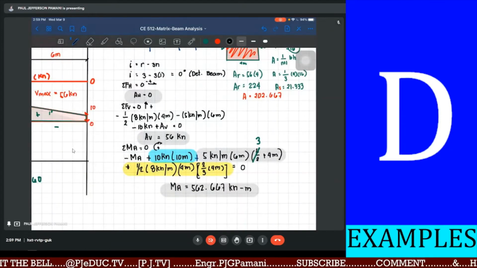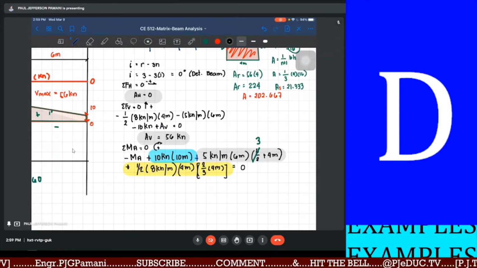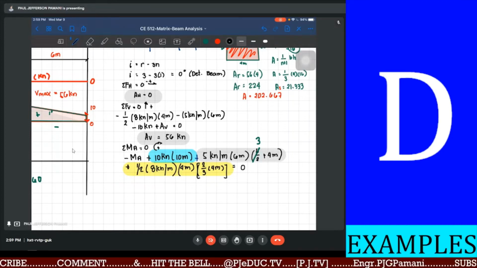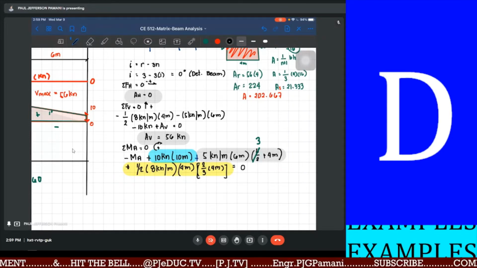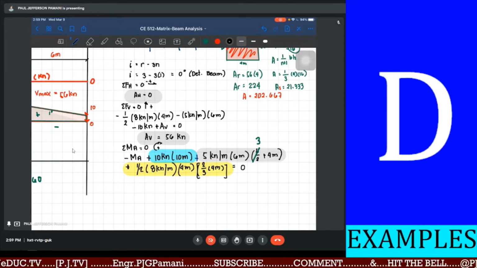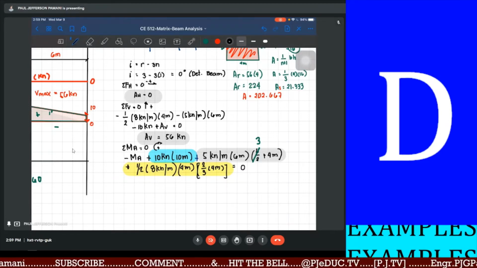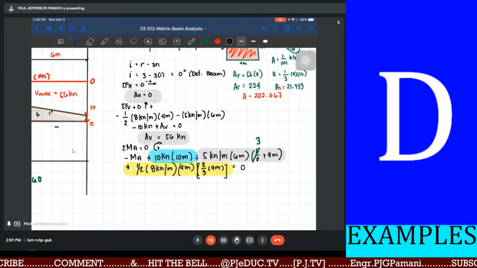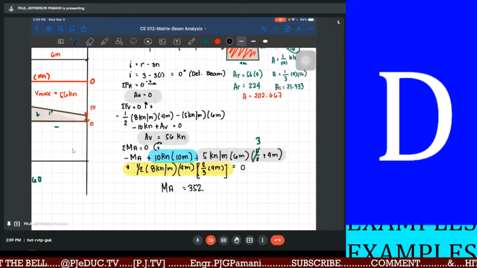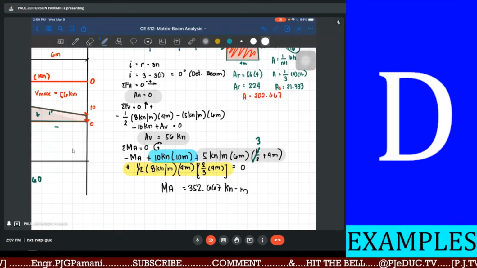So, mali na tong moment A. So, that is 10 times 10 plus 5 times 6 times 7 plus 1/2 of 8 times 4, 2/3 times 2/3 of 4. Ayun, 352. Moment A is 352.667 kilonewton meter.